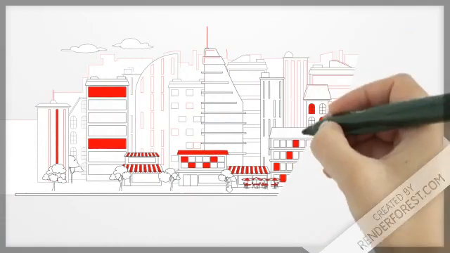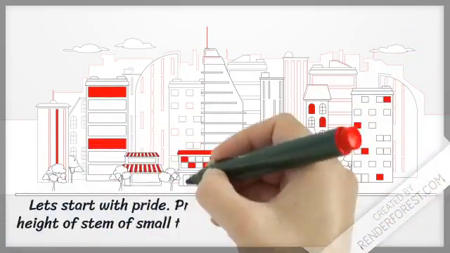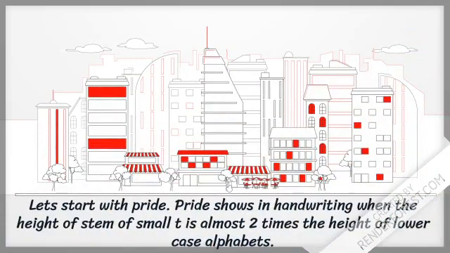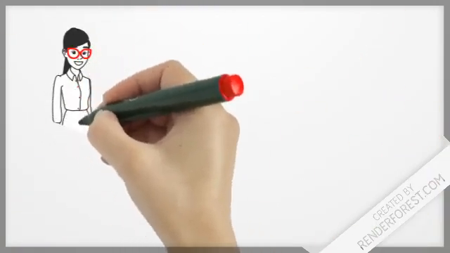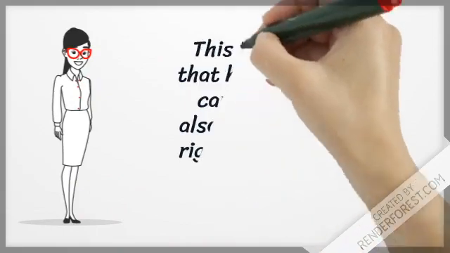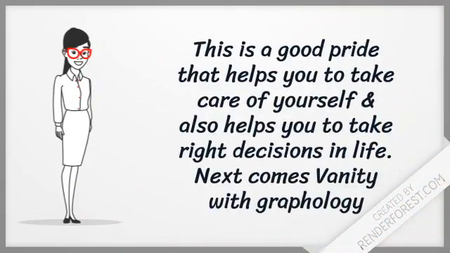Let's start with pride. Pride shows in handwriting when the height of the stem of small t is almost 2 times the height of lowercase alphabets. This is a good pride that helps you to take care of yourself and also helps you to make the right decisions in life.